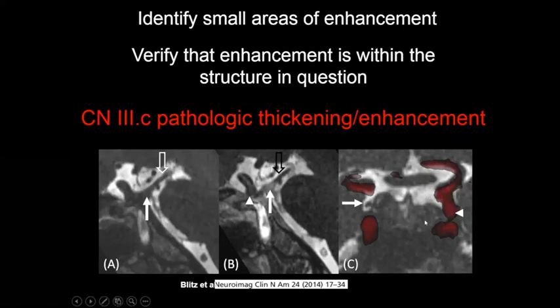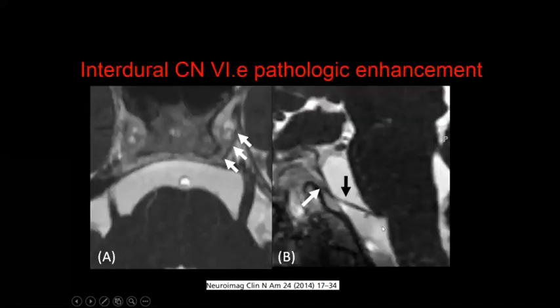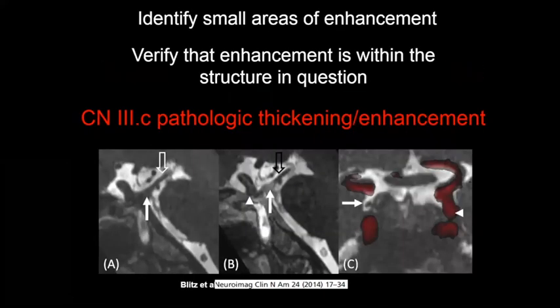Here we have just a fusion with an MRA showing an aneurysm that is coming down from above to compress the oculomotor nerve on the left side. This is a case of a compressive oculomotor nerve palsy.